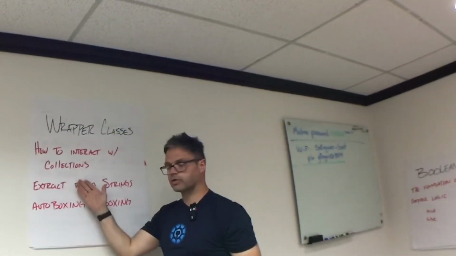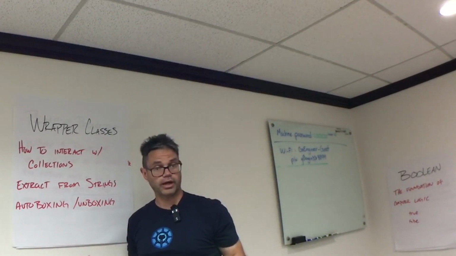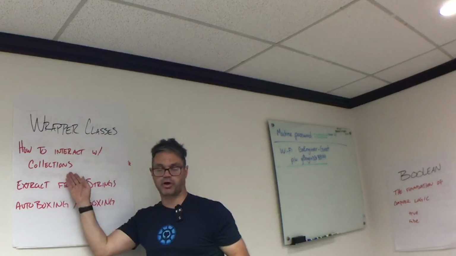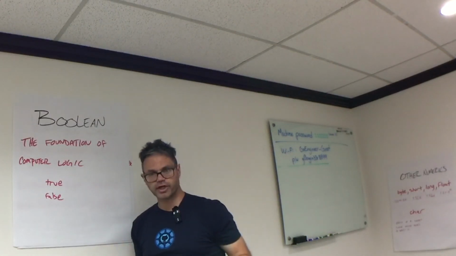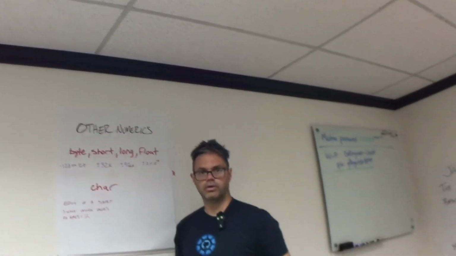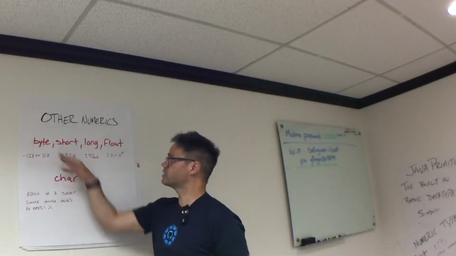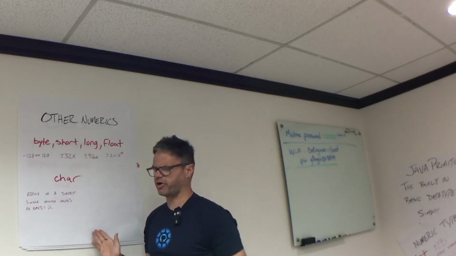The Java wrapper classes allow us to interact with primitives in an object-oriented way, especially when we're working with strings and parsing data out of it. The best primitive is Boolean because it forms the foundation of computer science logic and true and false values. We have our less common numeric types, byte, short, long, and float, and then char. But we don't have to worry about them very often.